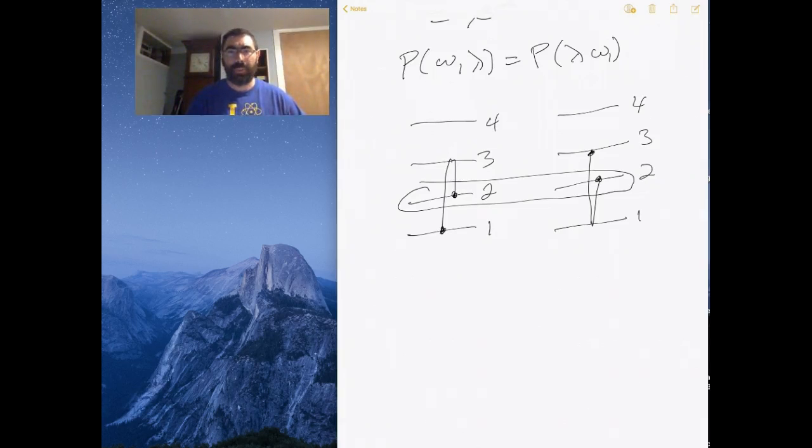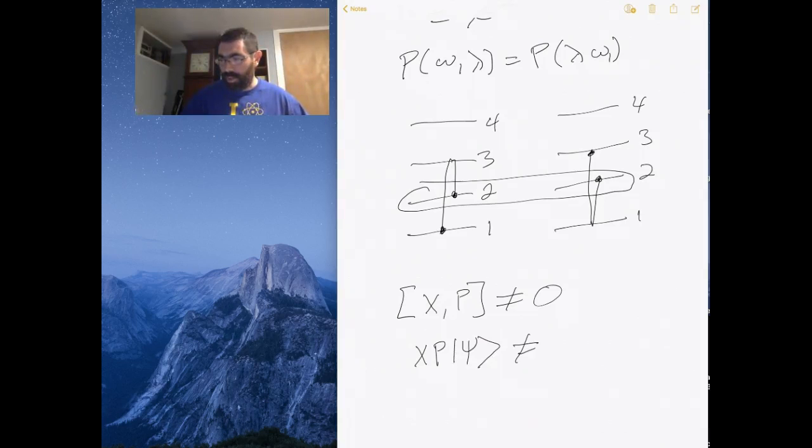Once we're talking about incompatible operators, then it's a different story, because with incompatible variables, the commutator does not equal 0. So you're not going to get the same answer if you operate with p first and then x, or if you operated with x first and then p. So you're not necessarily going to end up in the same spot. That's the main difference between the two.